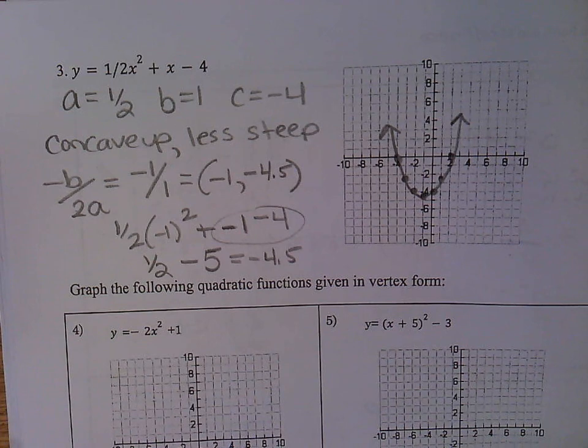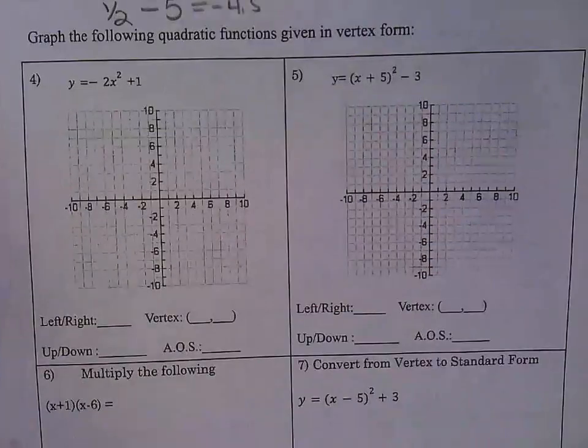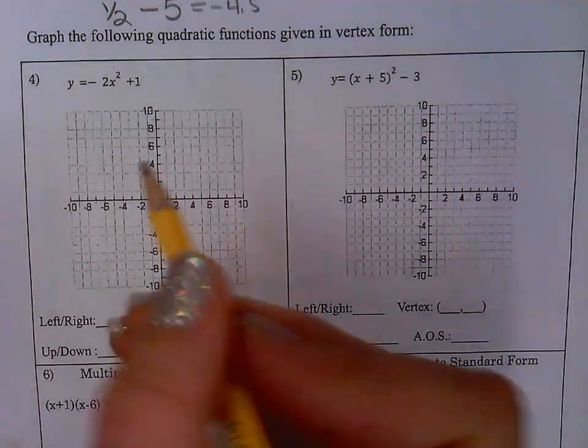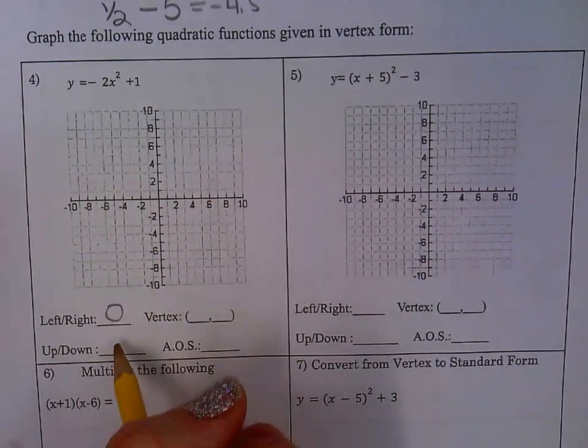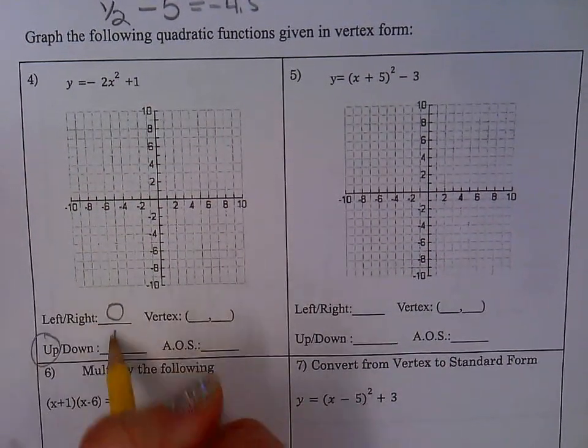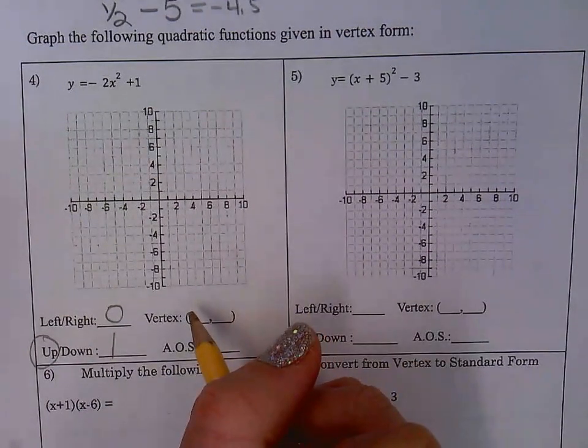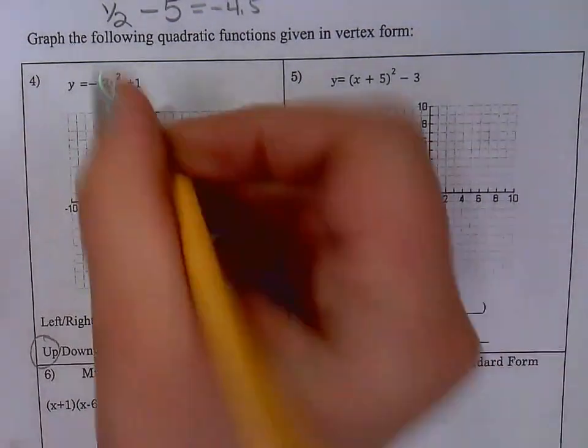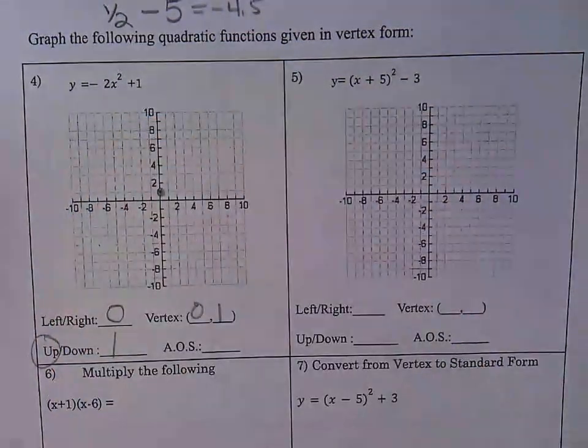Does this go left and right? So it does not go left and right. Does it go up or down and not plus 1? Up? Yep. I'll put number 4 up. So this one does not go left or right. It goes up 1. Right? So I'm at 0, 1. So here's my vertex.